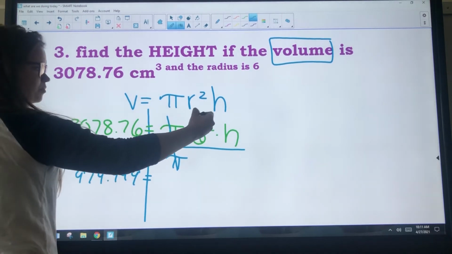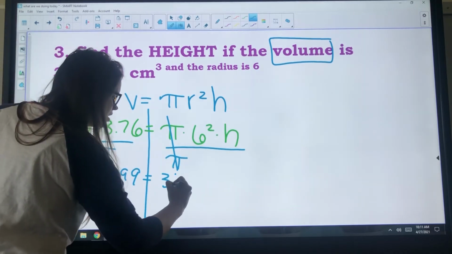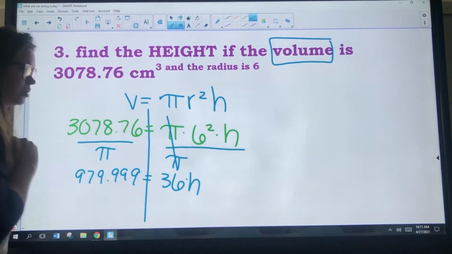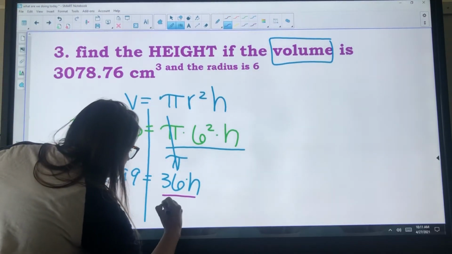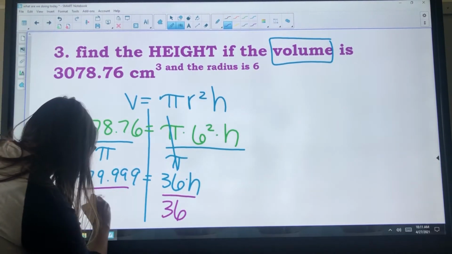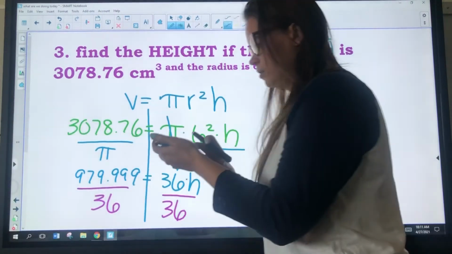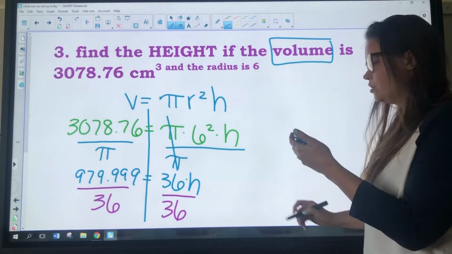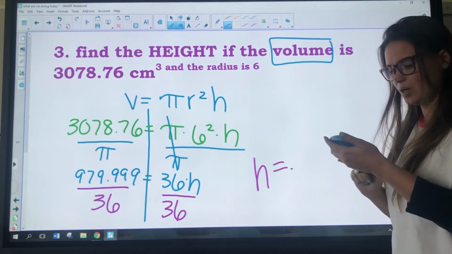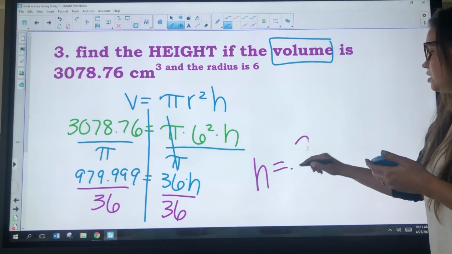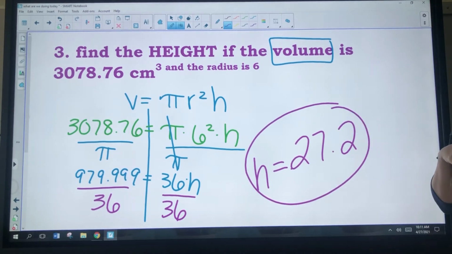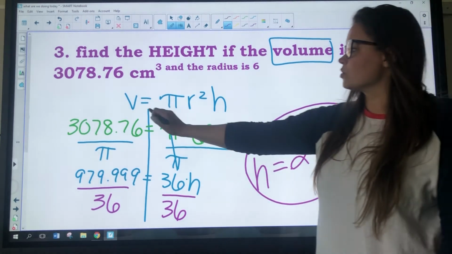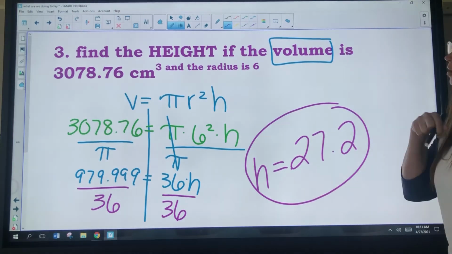You can go ahead and simplify 6 squared to 36h, and then you just divide by 36. And your height is approximately 27.2. And you won't get an exact answer for this because this was originally rounded. That means your answer will also be rounded.